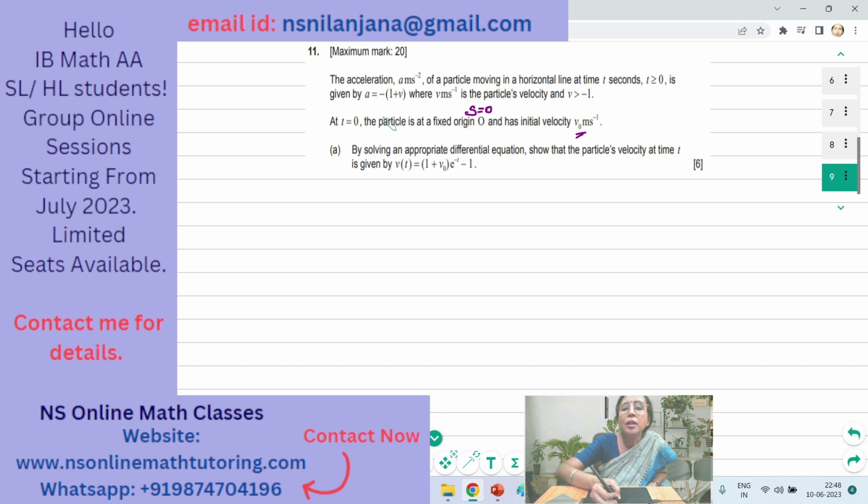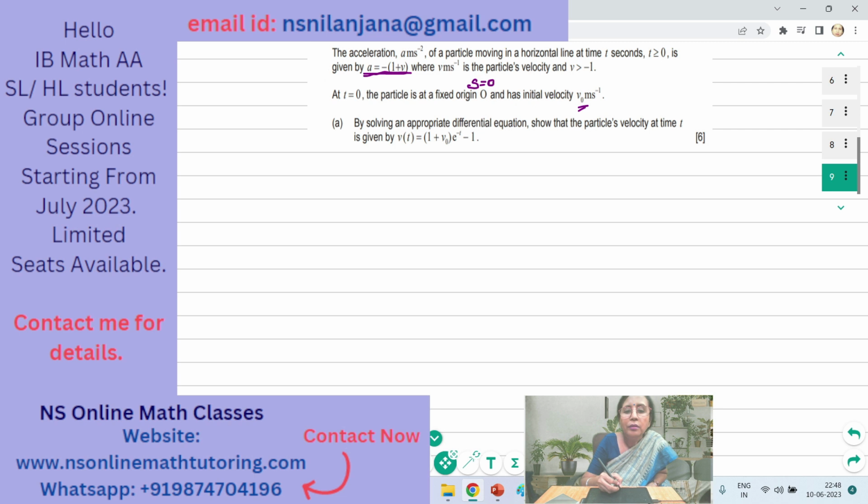And what differential equation can we form? What equation will we take? At present we have only a single equation: a equals negative of 1 plus v, so we will take this. And we have to get the expression for the velocity. We have the expression for the acceleration.